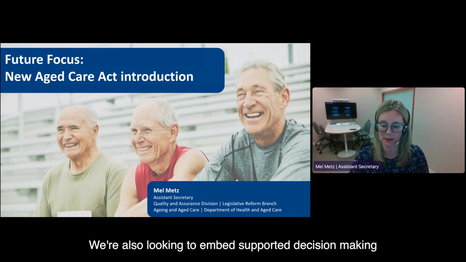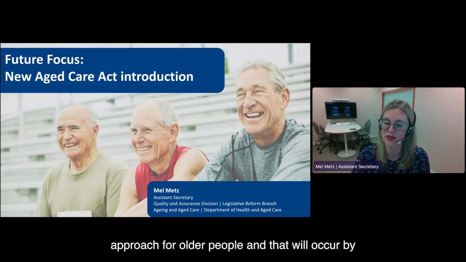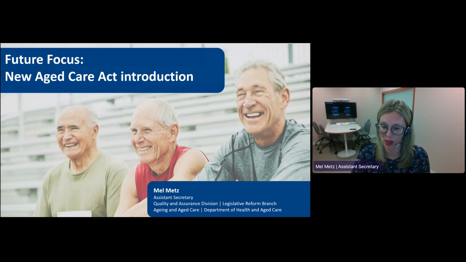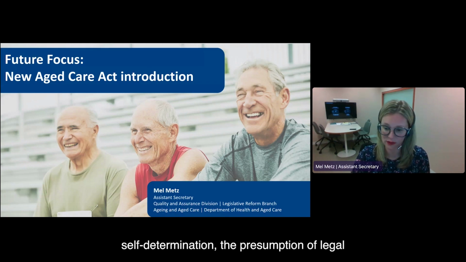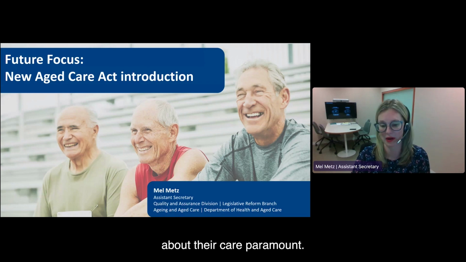We're also looking to embed supported decision making, which will form part of a broader empowerment approach for older people. And that will occur by making their rights of autonomy and self-determination, the presumption of legal capacity, and the right for them to make decisions about their care paramount.